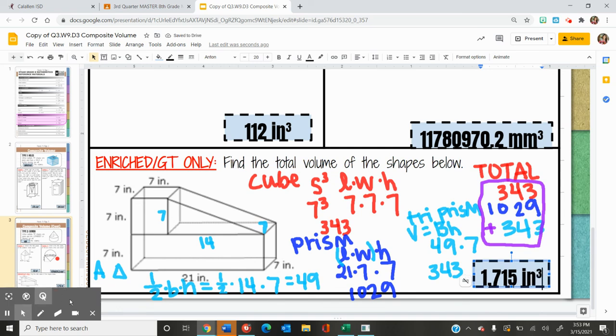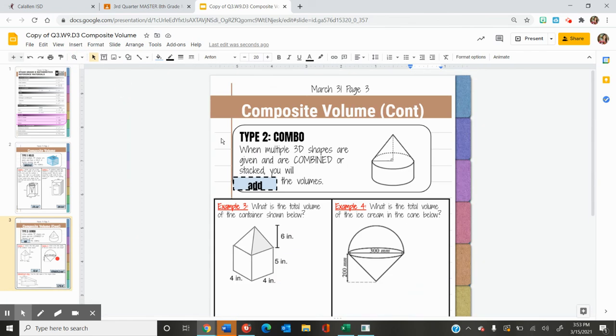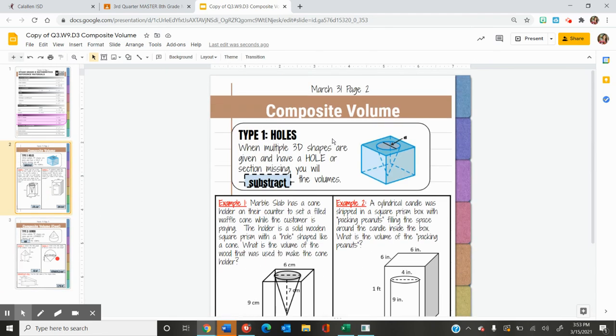Again, we have 2 different types. We either have a combo, and on a combo, we're going to add the volume of our shapes together. And if you have the other type, which are holes, which is where a piece is missing or taken away from a section, that means we have to subtract the volumes.